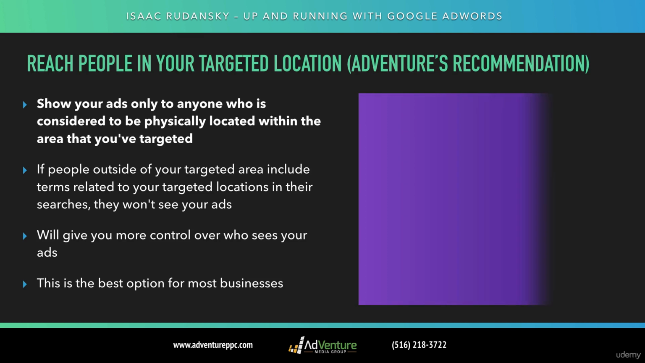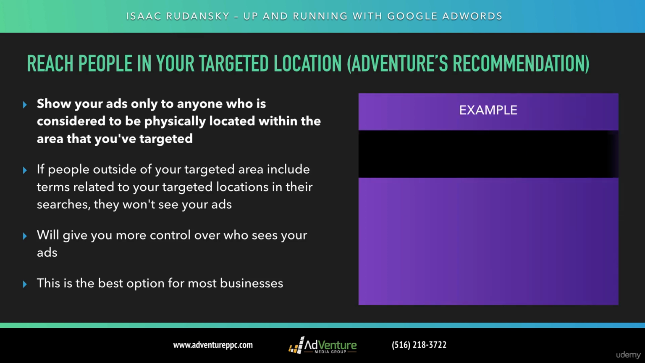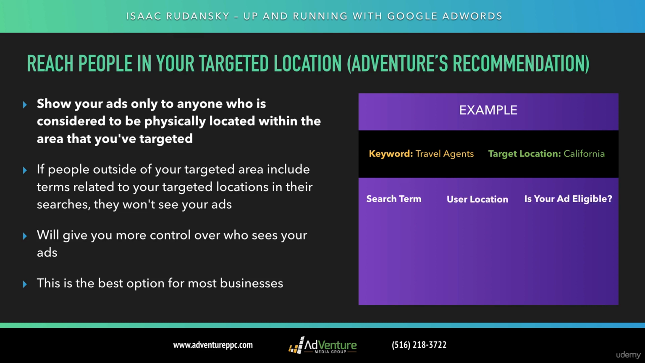So let's go through another example. Say we have a new keyword, right? So travel agents, and our target location now is California. Our keyword is travel agents, target location California. We have the same chart: search term, user location, and is our ad eligible to show?